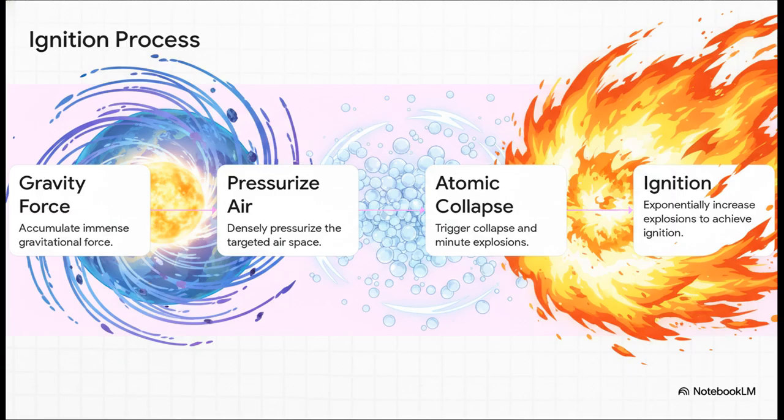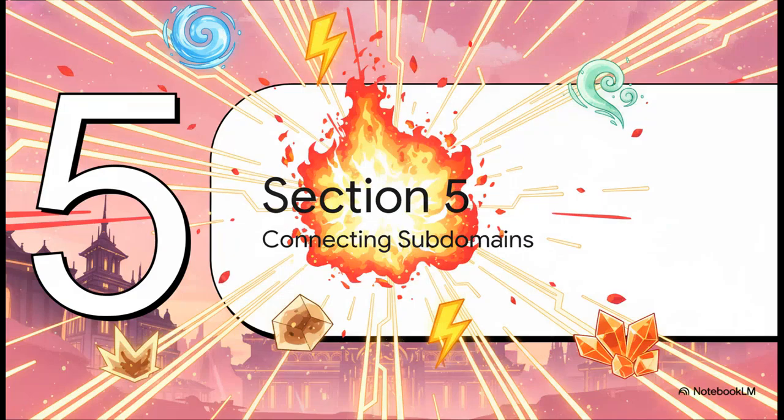Step 3, because you are packing those atoms so incredibly tight, the pressurized air physically collapses in on itself. That collapse triggers these minute, microscopic atomic explosions. And finally, step 4, those tiny explosions exponentially snowball in magnitude until you officially achieve physical ignition. You literally force manual combustion entirely through applied gravitational pressure. How cool is that? Now let's scale this up.